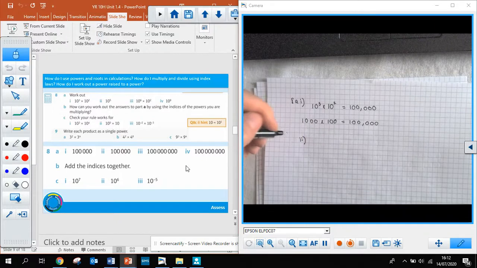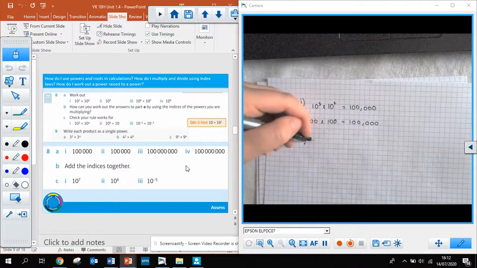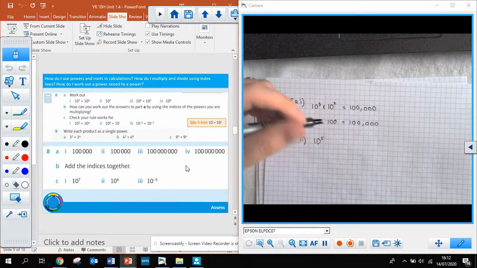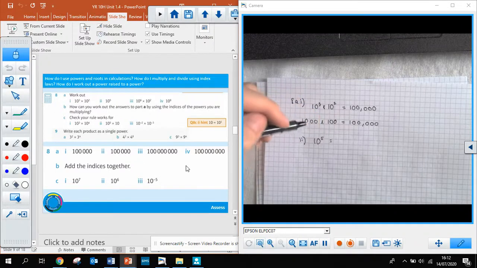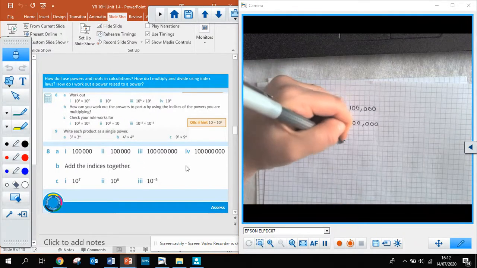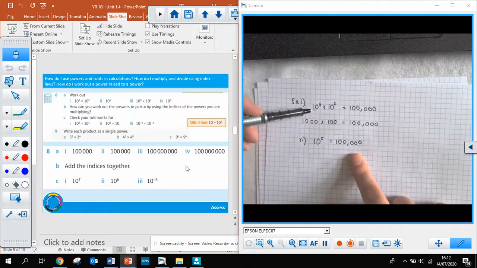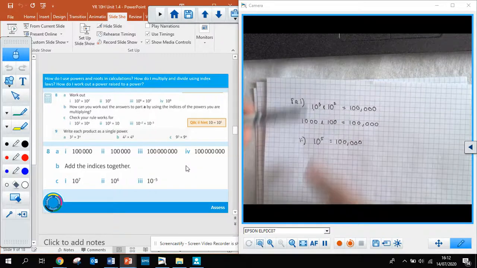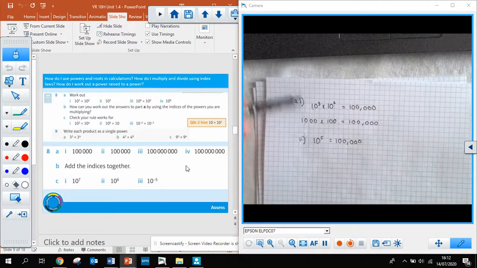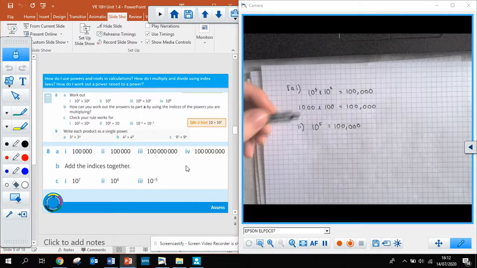Part 2, you've got 10 to the power of 5, so that's 10 multiplied by itself 5 times. And again, you should have got 100,000. So that's where you should be comparing. This answer is the same as this answer. So what could the law be? That's what you need to be looking at at the moment.